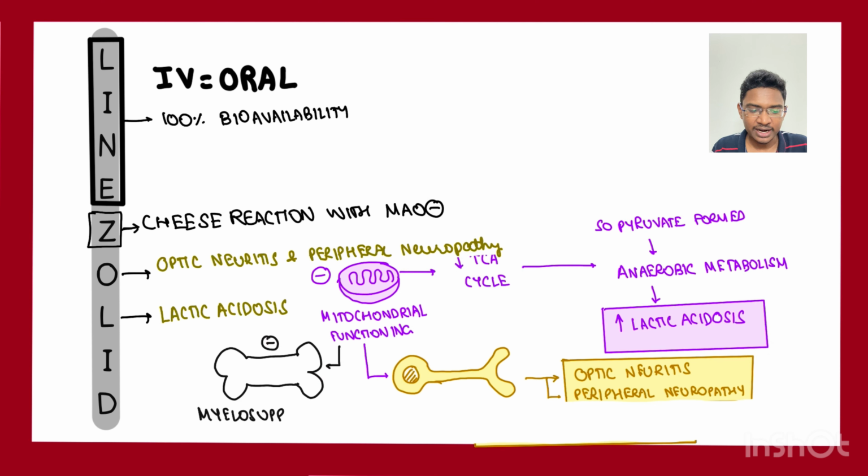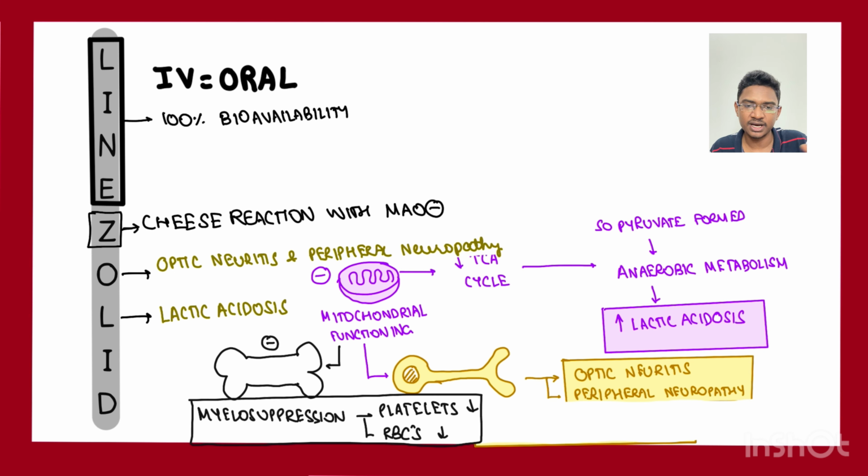Next, L for lactic acidosis, O for optic neuropathy. Then it causes myelosuppression. The mitochondrial functioning other than the neurons is in the bone marrow. If bone marrow is inhibited, that will cause myelosuppression, causing anemia, thrombocytopenia, and in rare cases leukopenia. But anemia and thrombocytopenia should be known. So these are the side effects and the points to know with respect to linezolid.